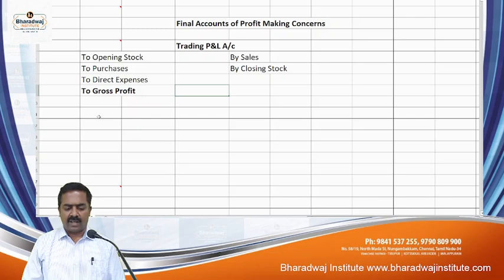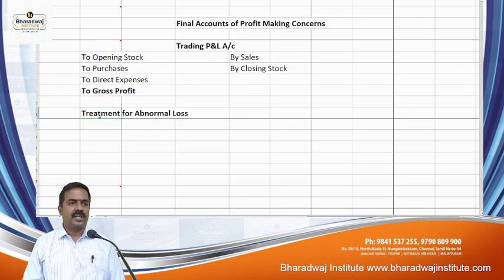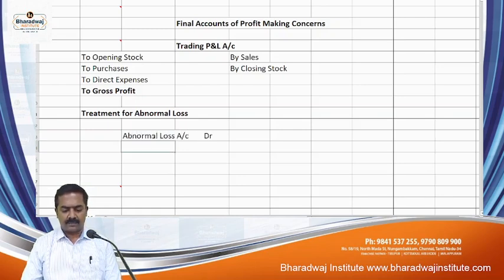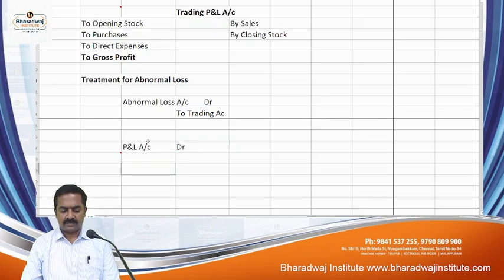Now, in this, what kind of question can be tested is finding out gross profit, where they will give you the treatment for abnormal loss. Now I request you to take up the journal entry for abnormal loss. How is abnormal loss recognized? It will be recognized in the trading account. First entry will be abnormal loss account debtor to trading account. Then we will charge it in the P&L account. If there is any insurance claim, we will adjust it.